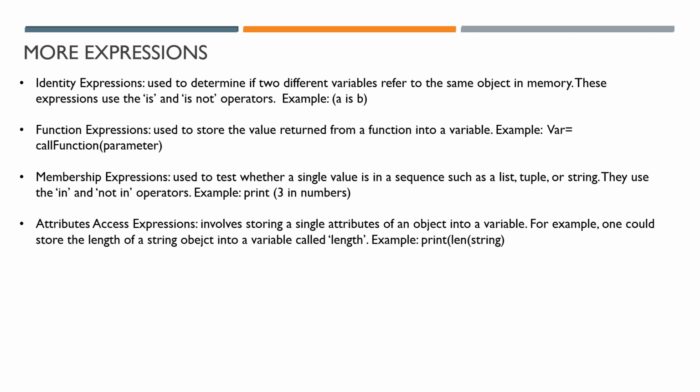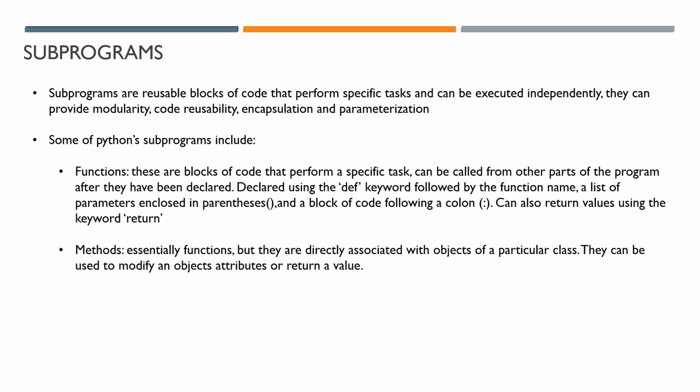Attribute access expressions involve storing a single attribute of an object into a variable. For example, one could store the length of a string object into a variable called length.